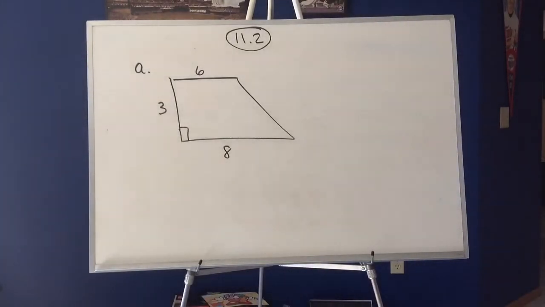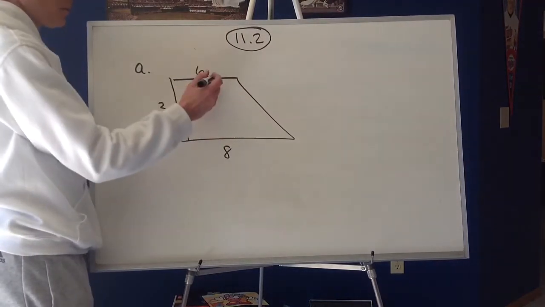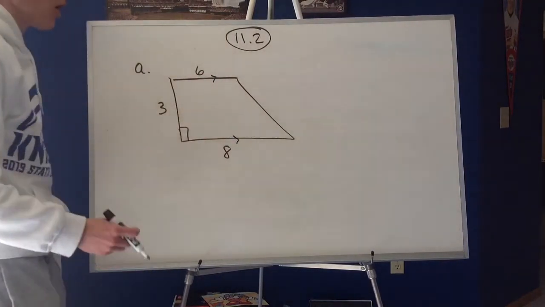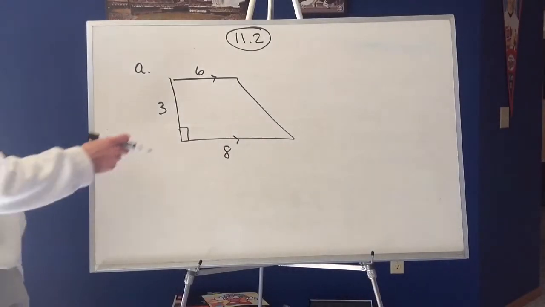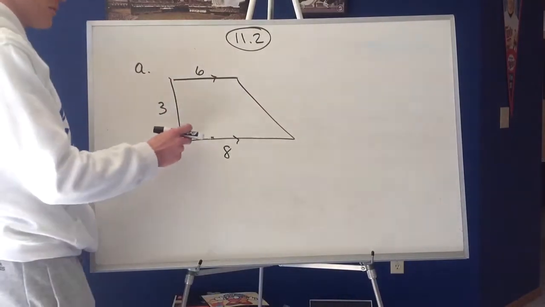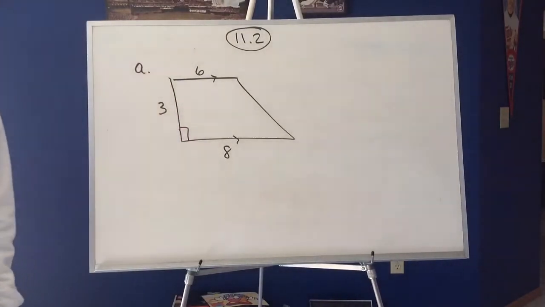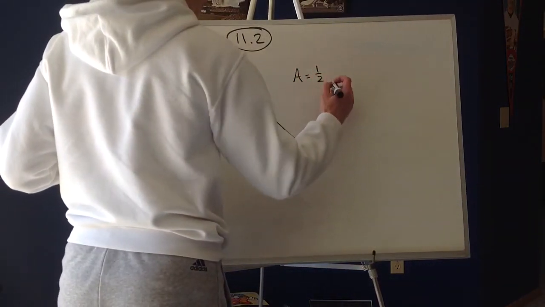All right, so you'll notice for this one, they actually give you everything you need. They give you the two bases, which are always the two parallel ones. Remember, trapezoids always have two parallel sides. And then you have the height that is perpendicular to your bases. Again, if it's perpendicular to one, it's going to be perpendicular to the other with the trapezoid. So for area, we can just fill in our information.